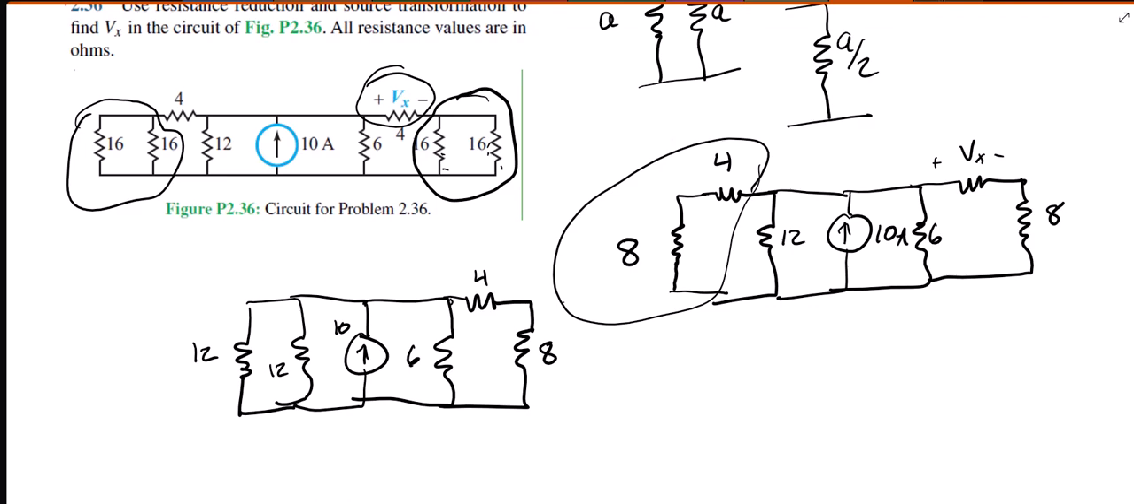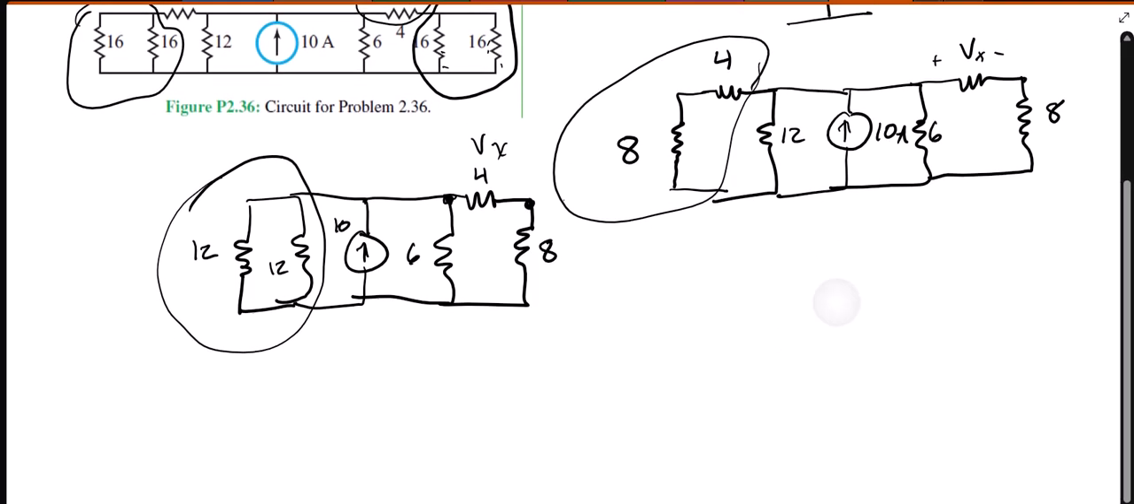Okay, now the 4 ohm resistor and the 8 ohm resistor are in series, so I could combine those, but I don't want to, because they will not have the same voltage if they're in series, and I need the voltage across that 4 ohm resistor. The two 12 ohm resistors, however, I can combine. And what will that equivalent resistance be? 6.